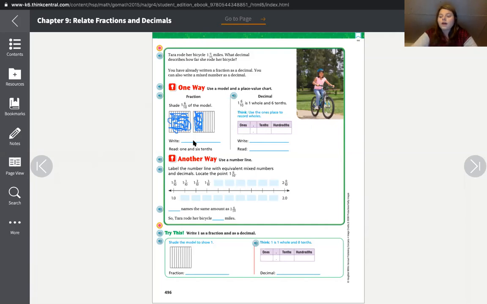And now we have 1 and 6/10. And again, we know how to write that. It's the same as 1 and 6/10.